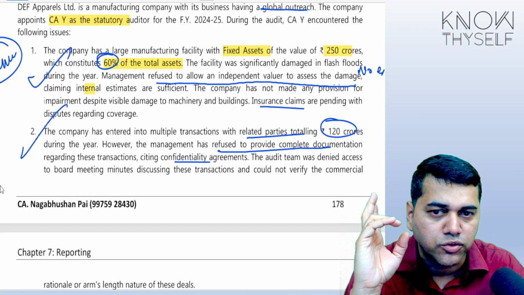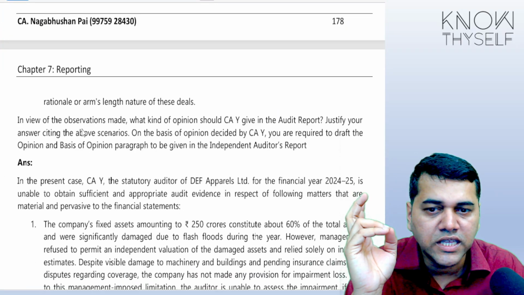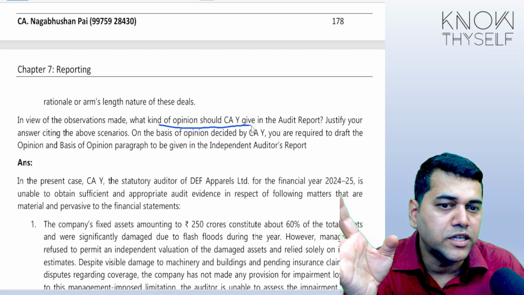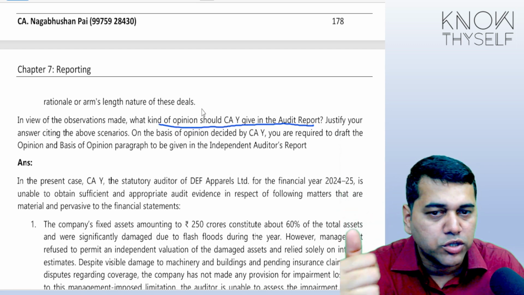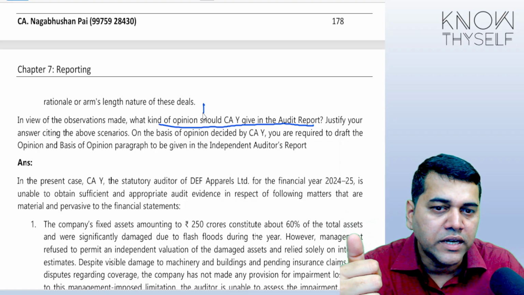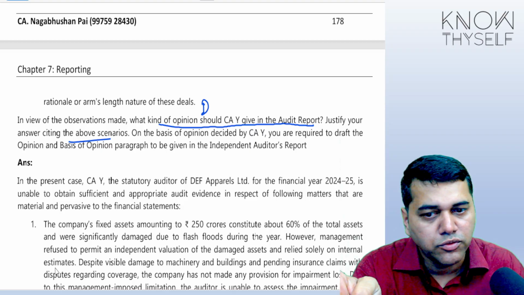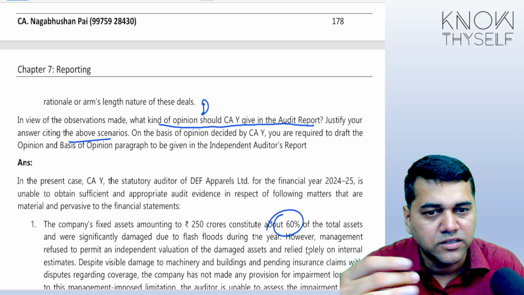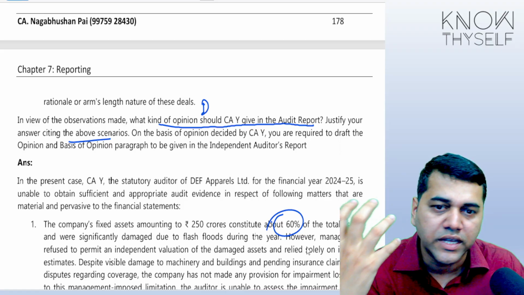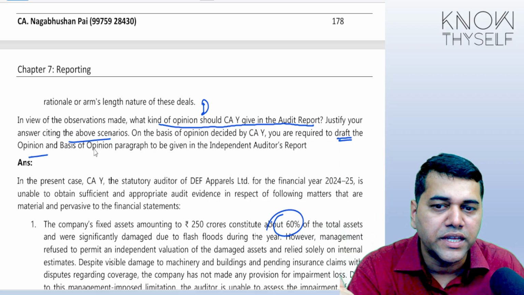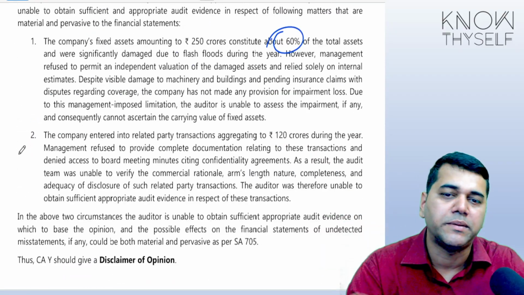1 mark you are going to score. So, what's the question? In the view of the observation, what kind of opinion should he give? So, you should explain that both are pervasive and material. That's why disclaimer should be given. Justify your answer citing the above scenarios. So, you will tell that this is amounting to 60%, this is very pervasive, nature is very critical. Now, on the basis of the opinion decided, you are required to draft the opinion and the basis of opinion paragraph in the independent auditor's report.